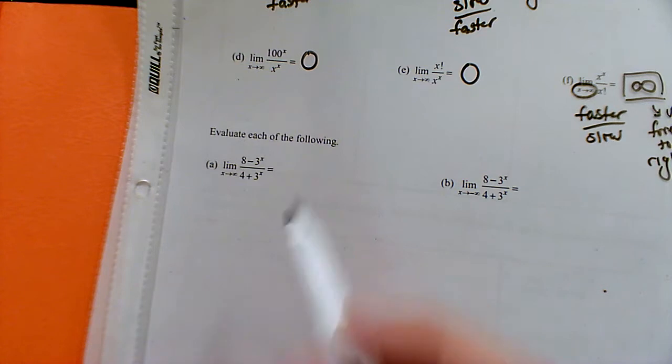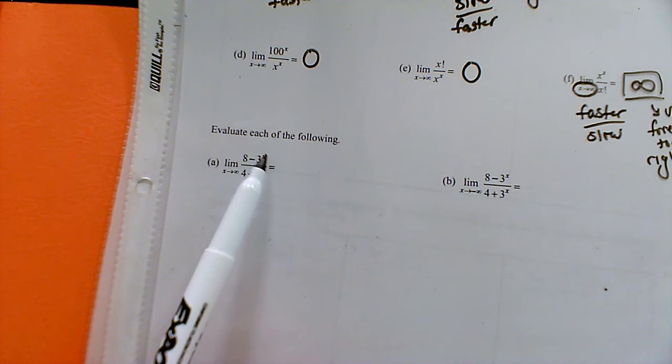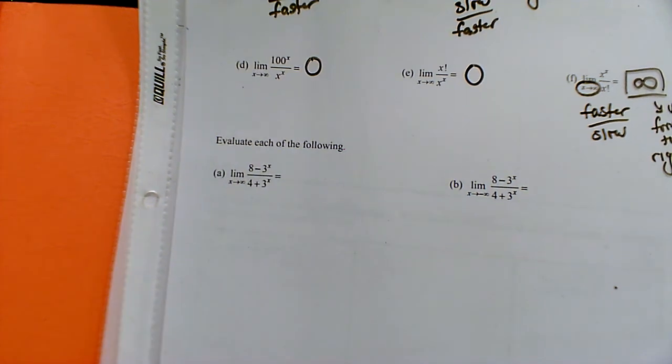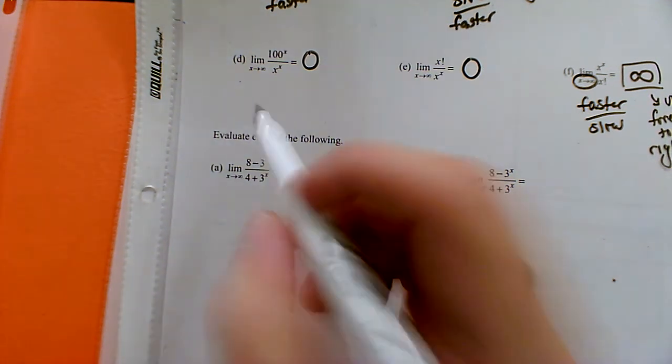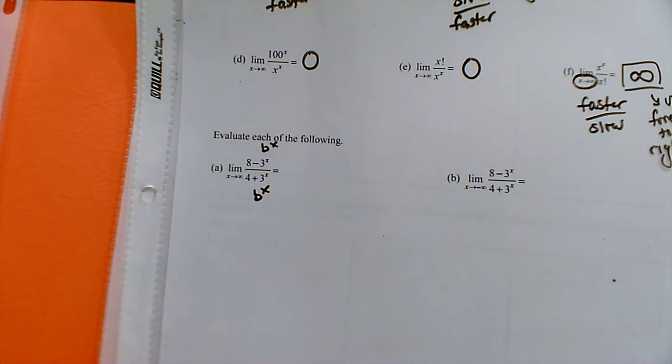Let's go ahead and think about some growth rates. If you're plugging in infinity, well first of all let's think about this. What type of function might we have going on up top and down below? Can we analyze based off of that table our growth rates, what it kind of looks like? Exponential. So we have a b to the x up top and a b to the x down below.